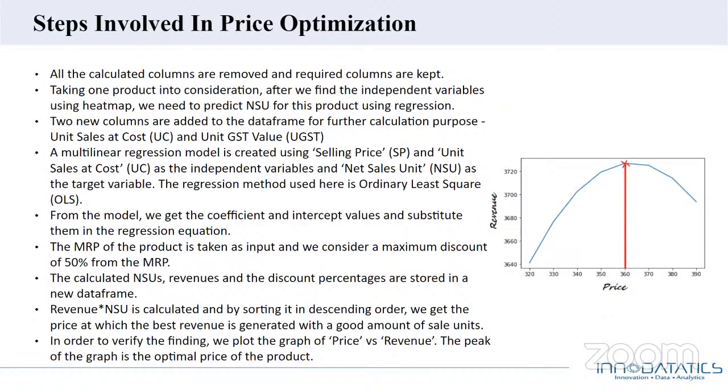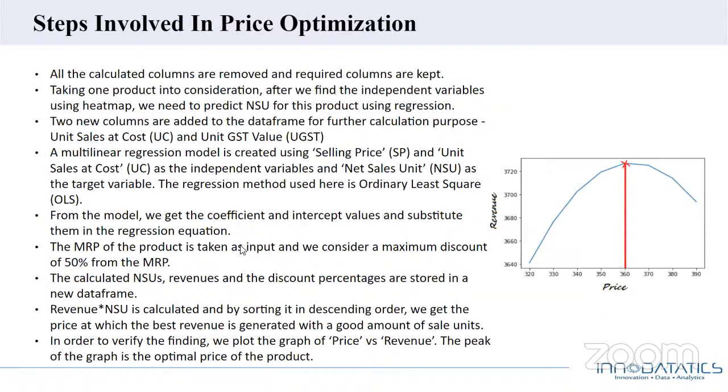Since the given sales at cost and GST value columns are for the total units sold, we calculate the value for a single unit and store them in the data frame as two new columns. Then a multilinear regression model is created using selling price and unit sales at cost as the independent variables and net sale unit or NSU as the target variable. The regression method that we used here is ordinary least squares. From the model, we get the coefficient and intercept values and substitute them in the regression equation.